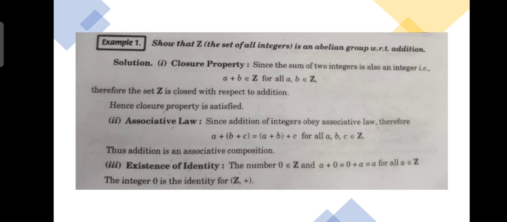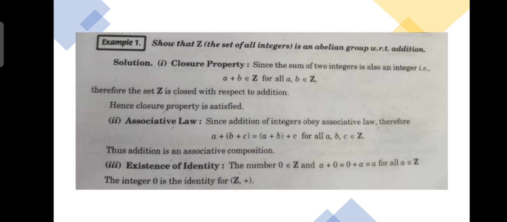In the last lecture, we have done the definition of a group. What is a group? Now we'll show what exactly is a group with the help of some examples. Let's start. The first example is the set of all integers. We'll show this is a group, or rather an abelian group, with respect to our binary operation addition.